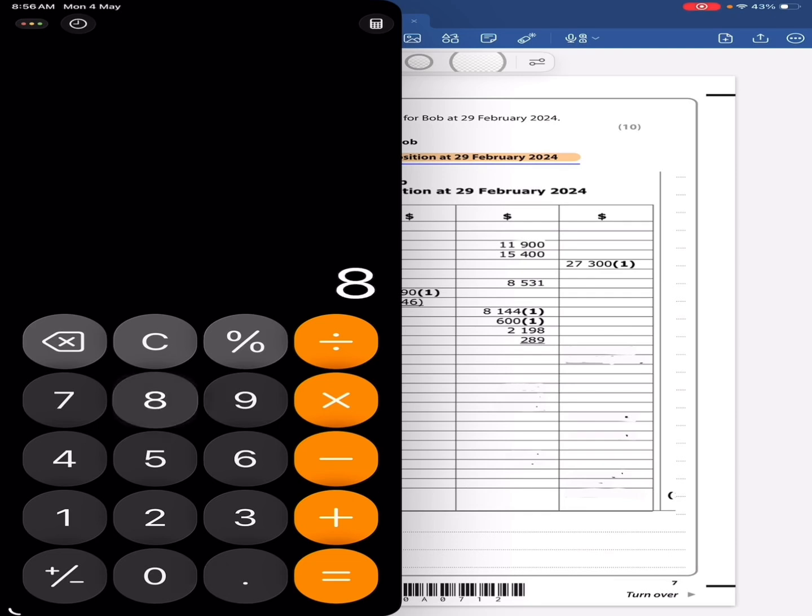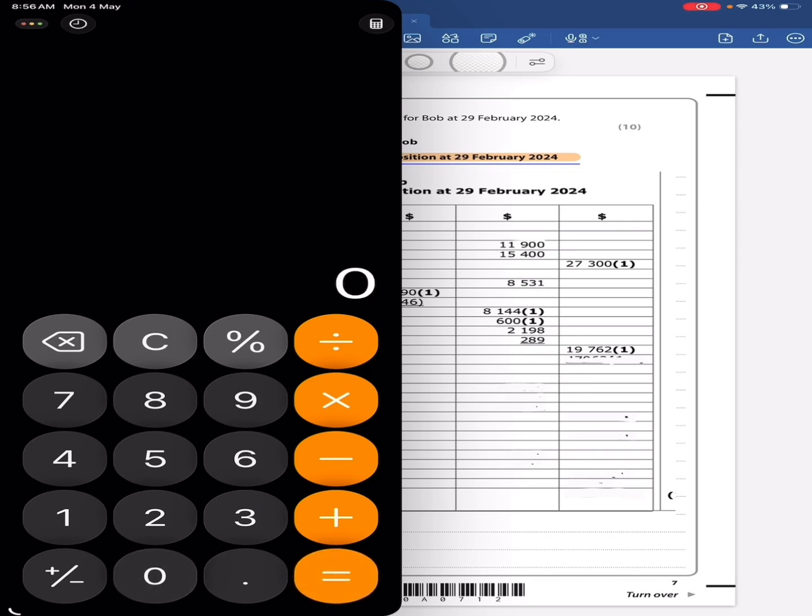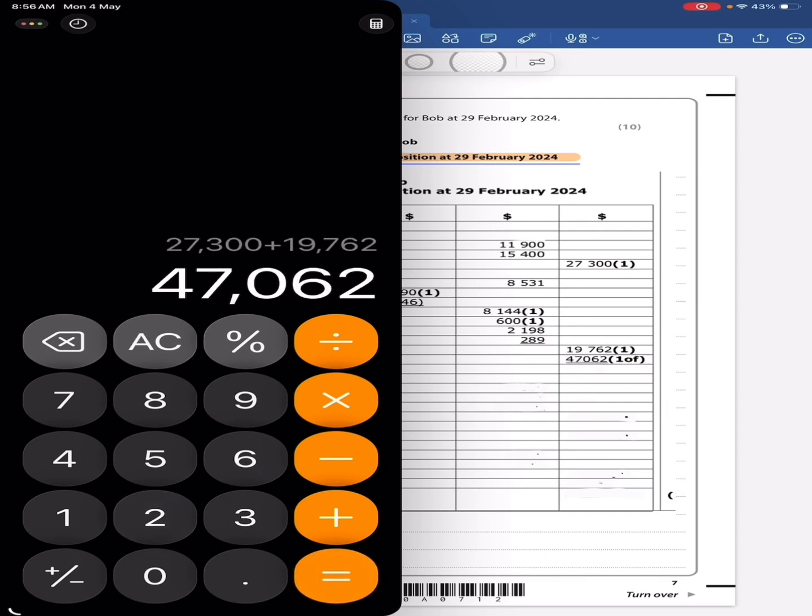So it's 8531 plus 8144 plus 600 plus 2198 plus 289, which should give 19762. Now let's add up the total non-current assets and current assets, which is 27,300 plus 19,762, which should be 47,062.